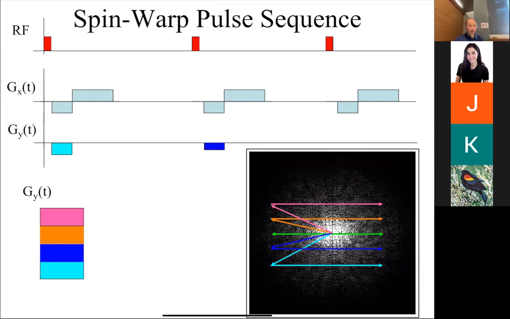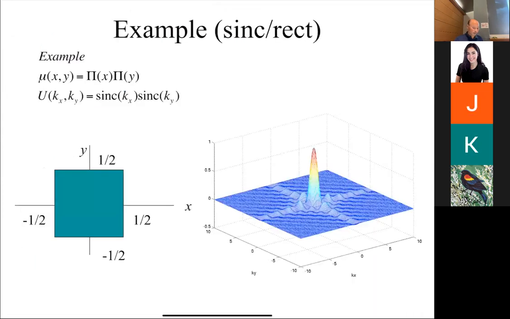And so for the remainder of this class, we're going to really focus on how you pick the parameters of this sequence to go through K space to get a certain resolution and a certain field of view. Okay, so for example, let's say my object was a rect function, okay? So then we know the MR signal is just a two-dimensional sinc function, okay? So let's imagine we put a square object in the MR scanner and we scan it. So what would it look like?